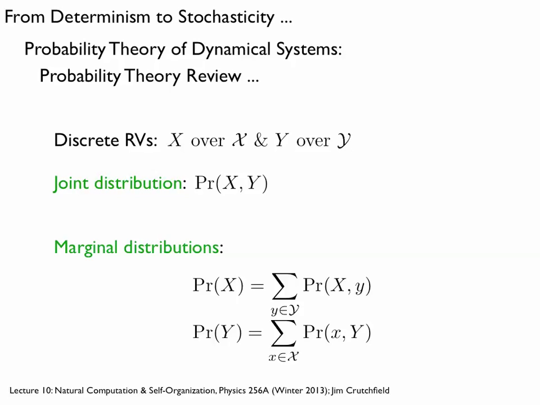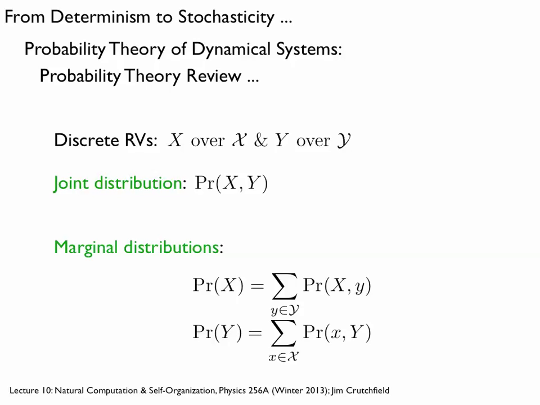So we can think of the notion of events now as pairs of occurrences of x and y, and then we assign probabilities just like we did before. If we were just interested in the distribution over x, we can recover what's called the marginal distribution by summing out all the values that y can take on.